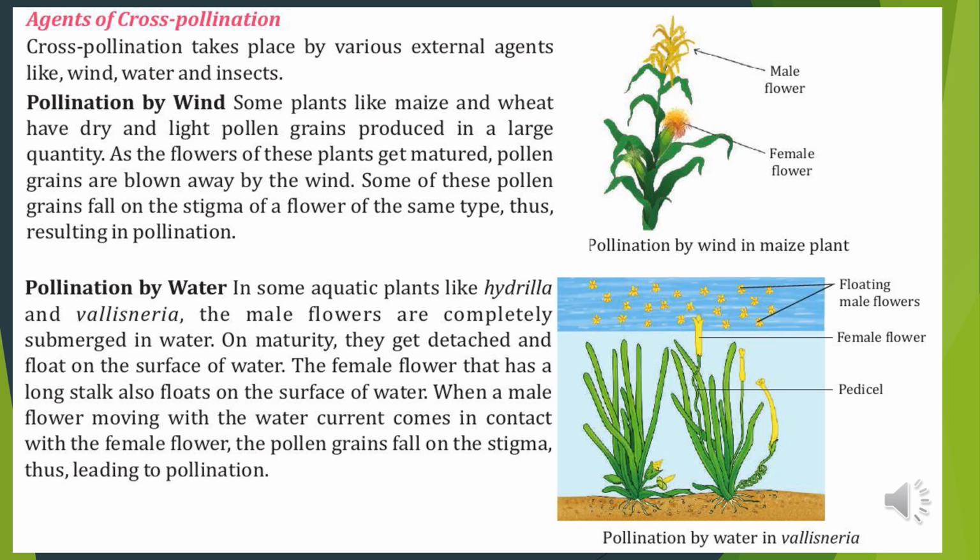Second one is pollination by water. In some aquatic plants like Hydrilla and Vallisneria, the male flowers are completely submerged in water. On maturity, they get detached and float on the surface of water. Detached means separated. The female flower that has a long stalk also floats on the surface of water. When a male flower moving with the water current comes in contact with the female flower, the pollen grains fall on the stigma, thus leading to pollination. So with the help of water, in Vallisneria and so many other aquatic plants, pollination will happen.